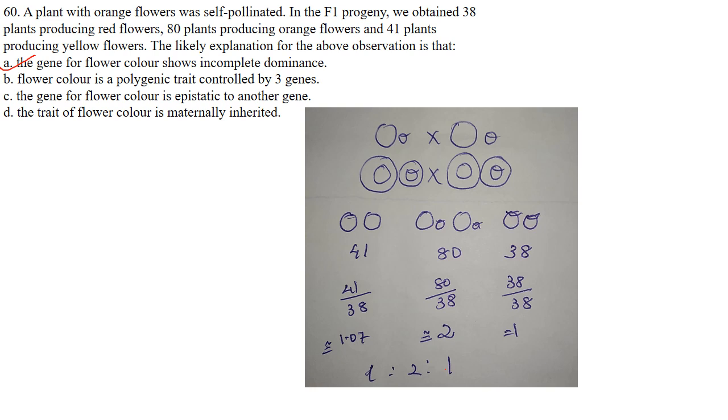So a plant producing orange flowers was self-pollinated. In the F1 progeny we obtained 38 plants producing red flowers, 80 producing orange flowers and 41 producing yellow flowers. So if you see the ratio, that is 41 divided by 38, 80 divided by 38, 38 divided by 38, you will get approximately 1:2:1 ratio, which shows that the gene for flower color shows incomplete dominance. Answer is option A.